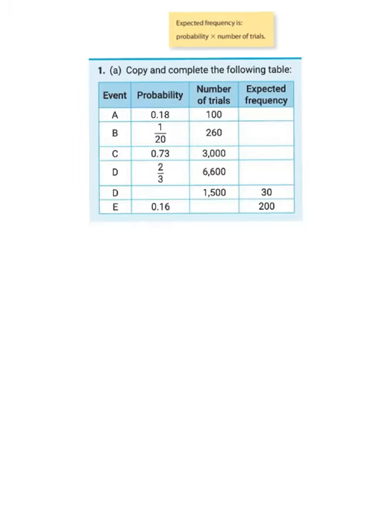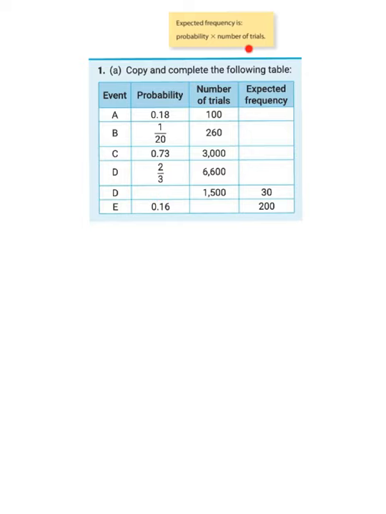Okay, so we do this example. So again, we're looking for expected value. We can see we're given a table and it says copy and complete it. So for the first 4 questions, we're looking for the expected frequency. And for the last 2, we're given the expected frequency and we're missing, in the last one, the number of trials, and here we're looking for the probability.